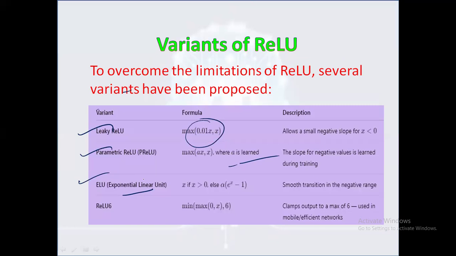Another practical variant is ReLU 6. The fourth variant is ReLU 6, which clamps the output between 0 and 6 and is especially useful in mobile and low power devices. These variants maintain the core idea of ReLU while offering solutions to specific training issues.